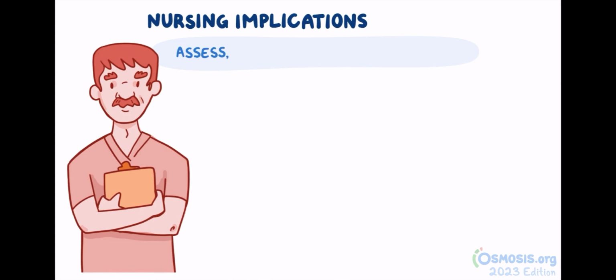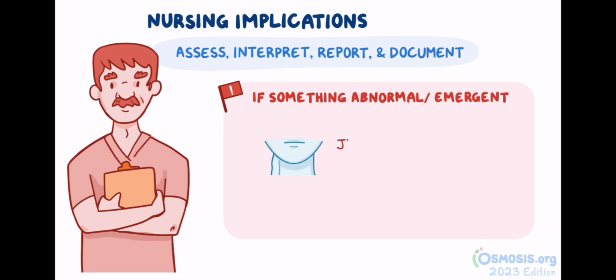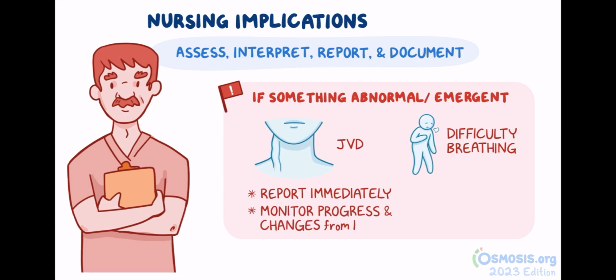As the nurse, it's your responsibility to correctly assess, interpret, report, and document your assessment findings. If your assessment reveals something that's potentially abnormal or emergent, such as JVD or difficulty breathing, you should report this immediately to the healthcare provider while monitoring client progress and changes from baseline.